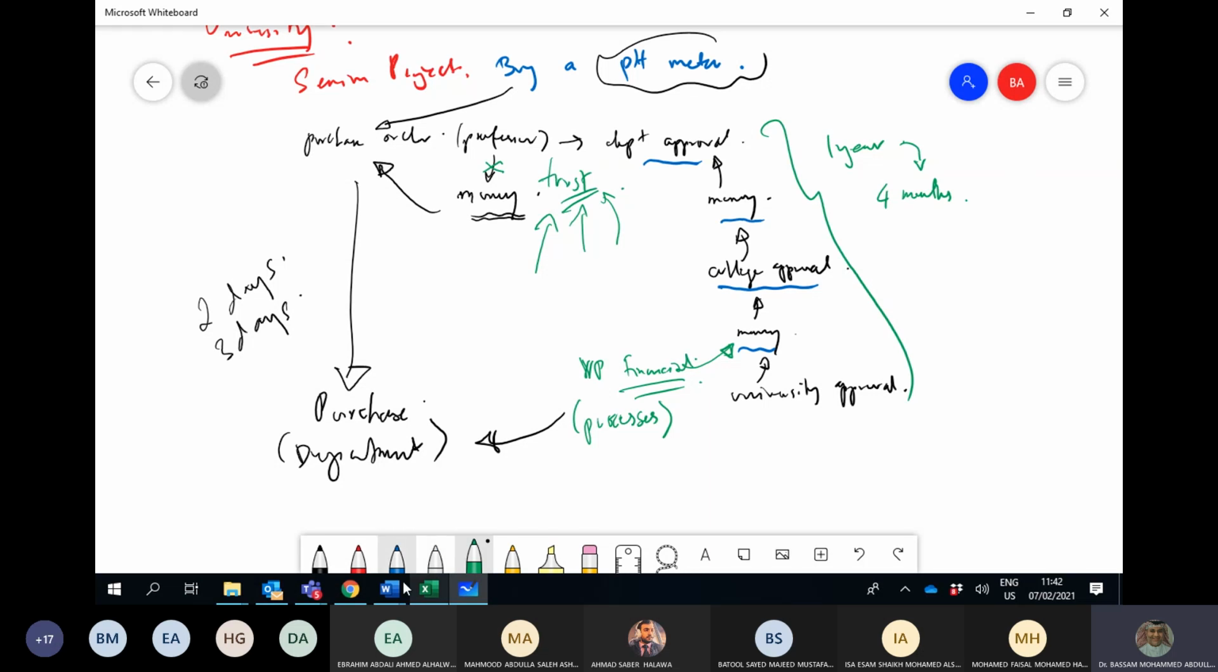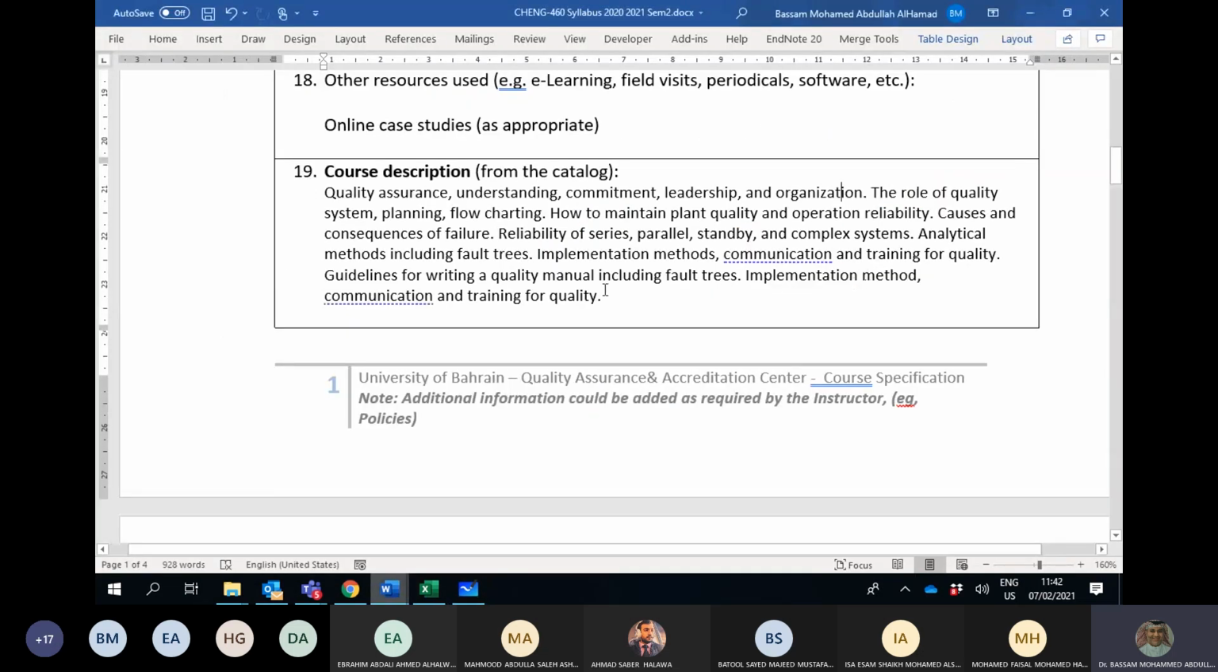So this is part of the quality management system. And again, because I have limited time, I'm trying to explain to you the course description. Quality assurance. What is the difference between quality assurance, quality understanding, quality commitment, leadership, organization? What does it have to do with quality?